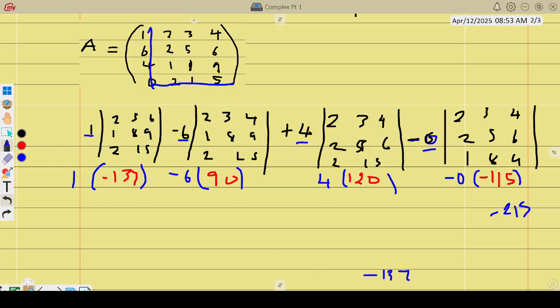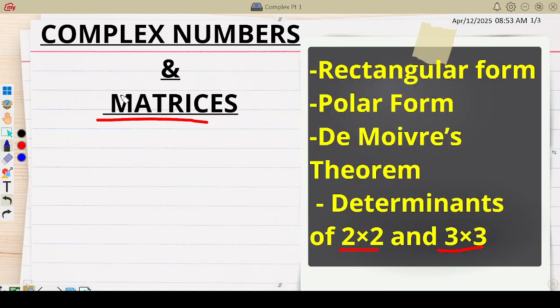So I think we'll take it up to this point. This was just a quick intro to matrices. In the other lessons we're going to finish up with the adjoint, the inverse, and the simultaneous equations.